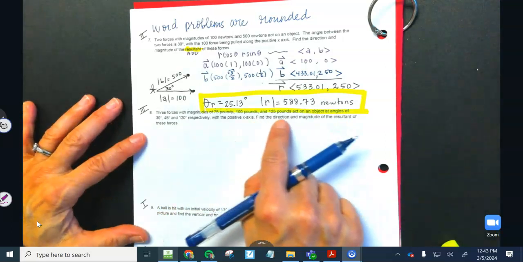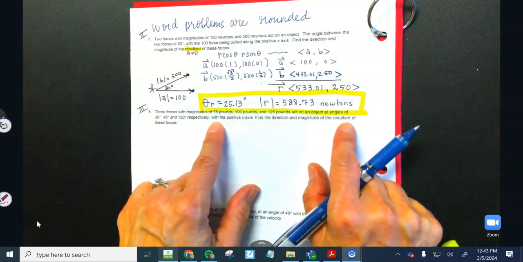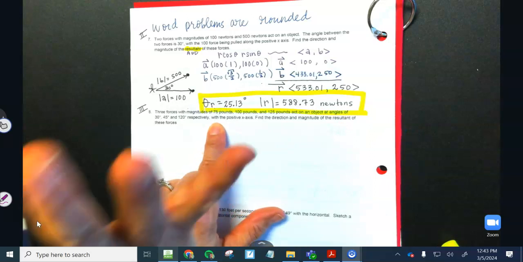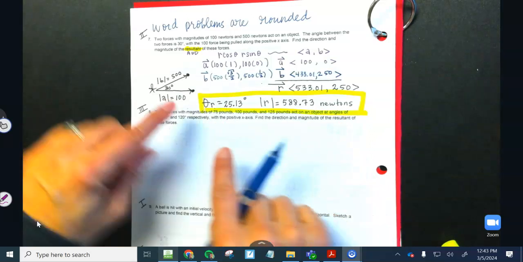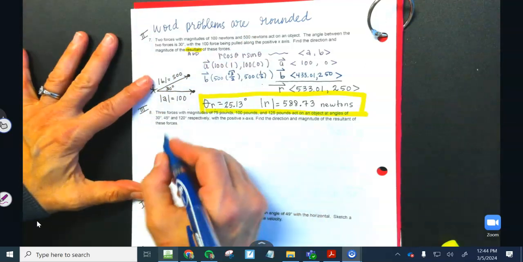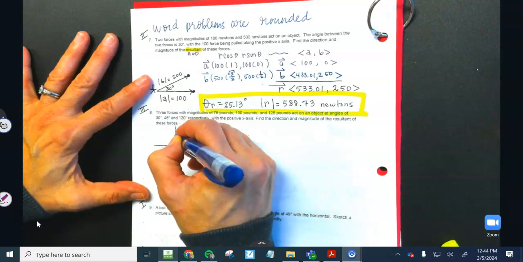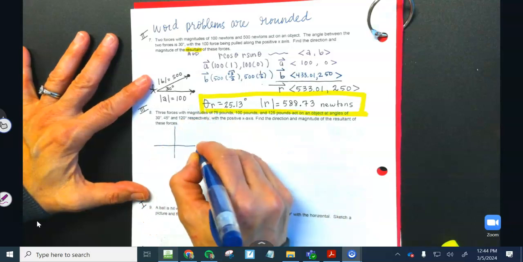So, did it say any of these are pulled along the x-axis? That says the word with. That just means that's where it starts. So that's not the same as being pulled along the positive x-axis. So let's draw a little setup here. Here's my x-axis. Here's my y-axis.